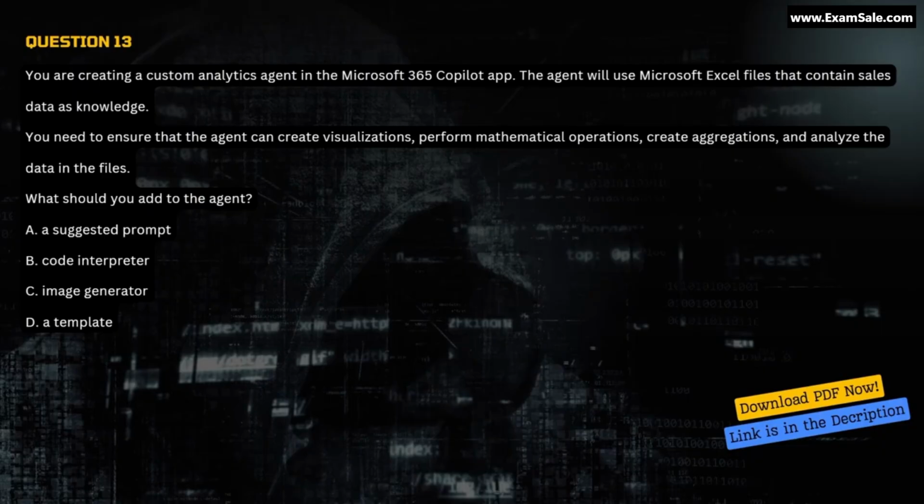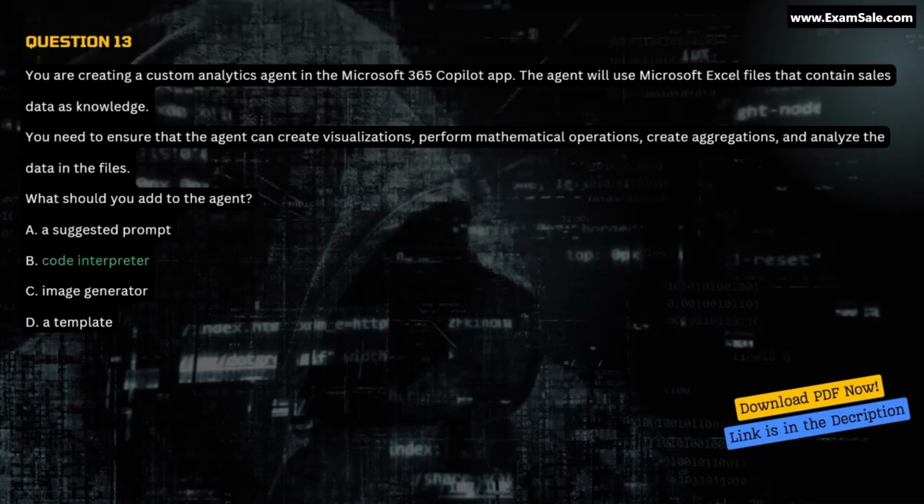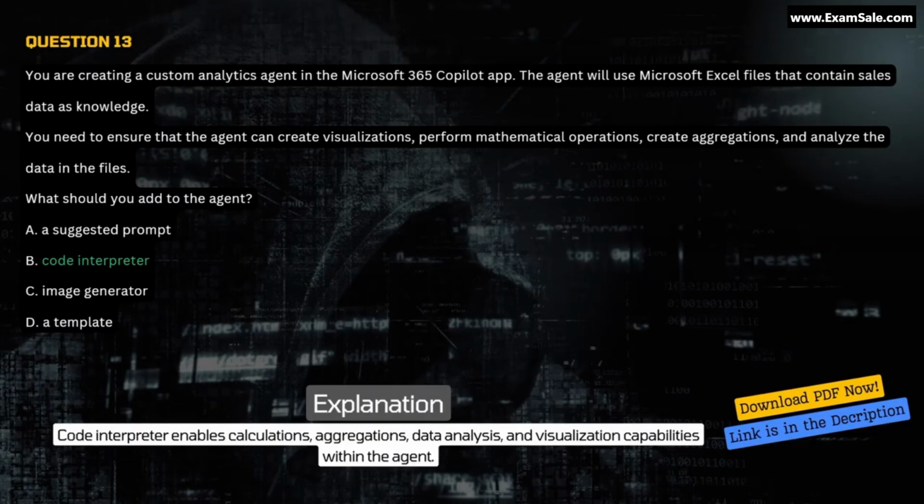You need to ensure that the agent can create visualizations, perform mathematical operations, create aggregations, and analyze the data in the files. What should you add to the agent? A. A suggested prompt. B. Code interpreter. C. Image generator. D. A template. Correct answer B. Code interpreter. Explanation. Code interpreter enables calculations, aggregations, data analysis, and visualization capabilities within the agent.